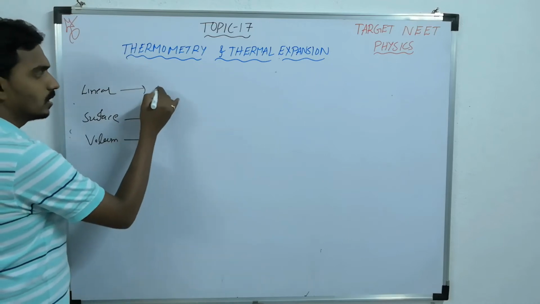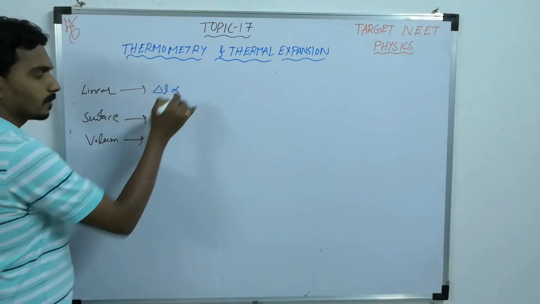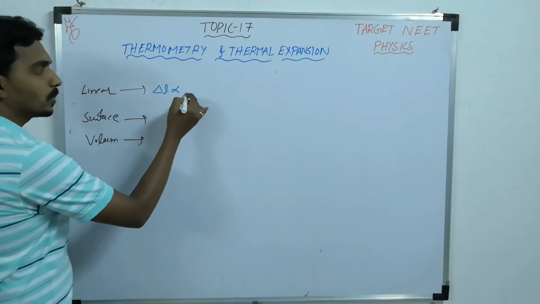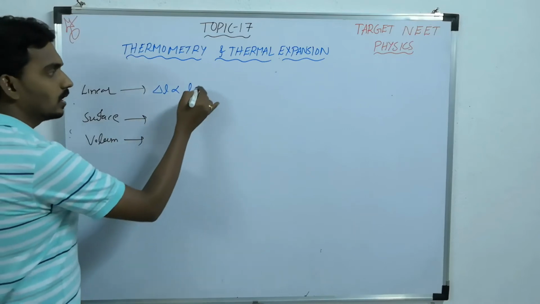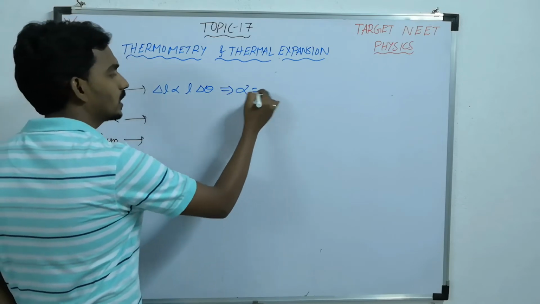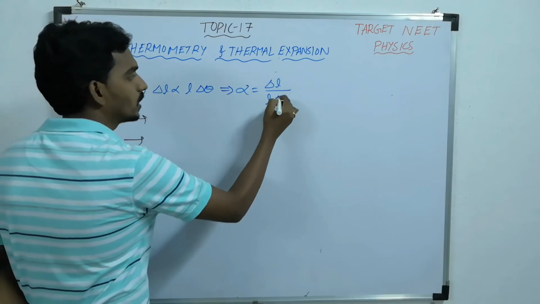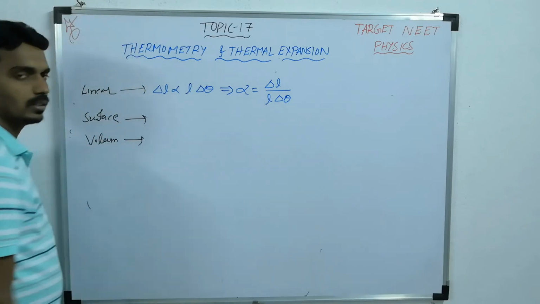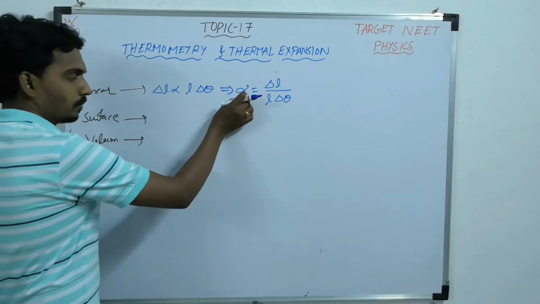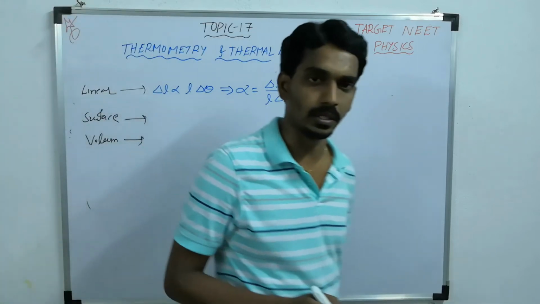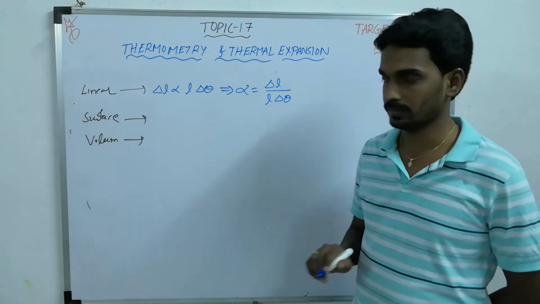In that case, the change in length is proportional to initial length and proportional to change in temperature, and the proportionality constant is alpha. So alpha is delta L by L delta theta. So this is the coefficient of linear expansion, thermal coefficient of linear expansion.